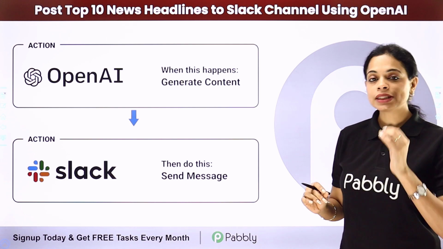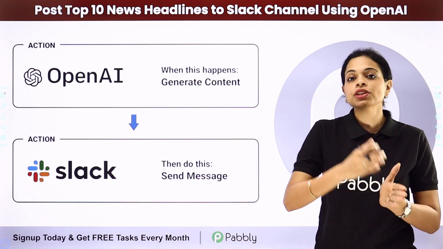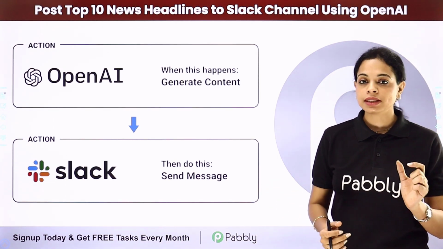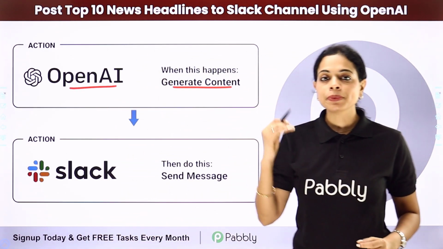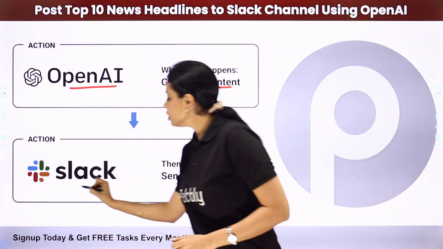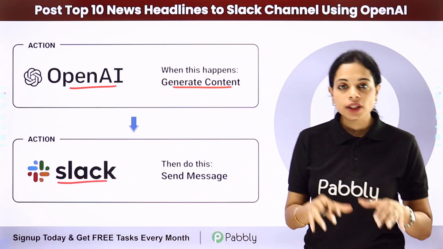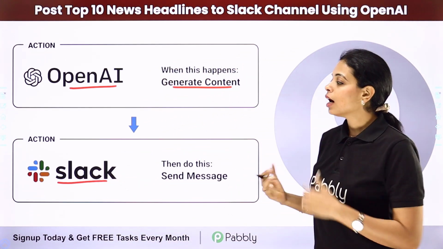So first I'm going to schedule it. Let's say this workflow is going to run every day at a particular time, and then with the help of OpenAI, we are going to generate the top 10 news headlines, and then we are going to share the same with our team sitting on Slack. How can we do so?